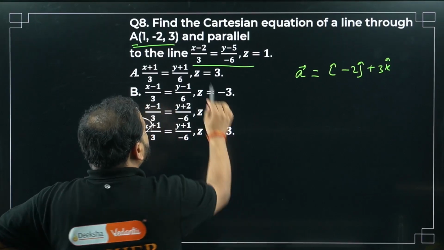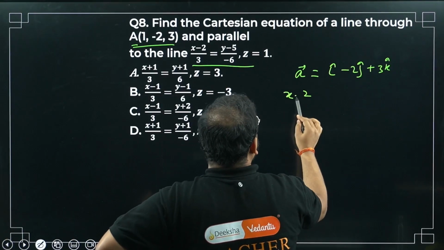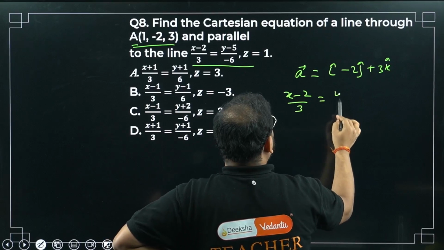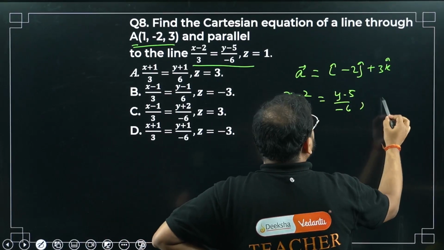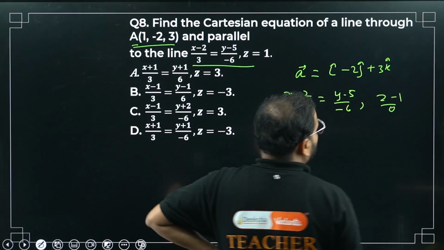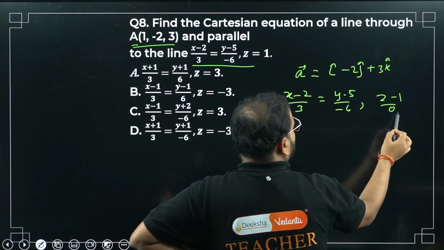Great. And what about this? How will I write this? Please check here: x minus 2 upon 3 equals y minus 5 upon minus 6, and what is this going to be? Z minus 1 upon what? 0. 0 represents what? This represents the c value.